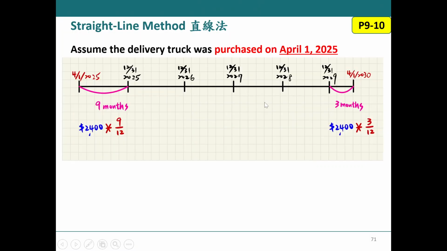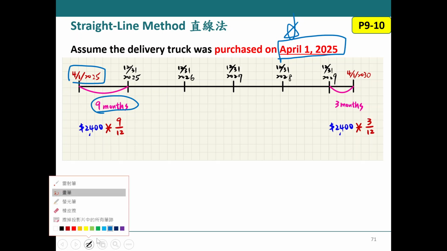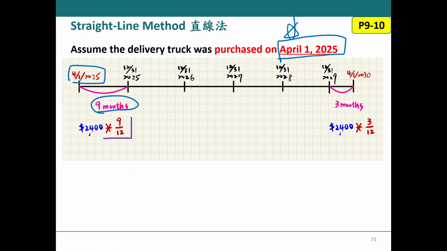So on your slide, page 71, when you buy your equipment on April 1st, so that's for real case, okay? Real case, everything happened not on January 1st. So what should we do? Consider the time, right? So first year, you buy it on April 1st, right? So for the first year, how many months you used? Only 9 months, right? So don't forget, you only use it 9 months. So consider the time for 9 months.